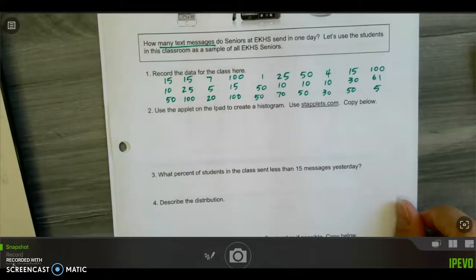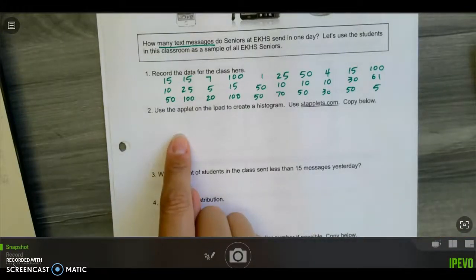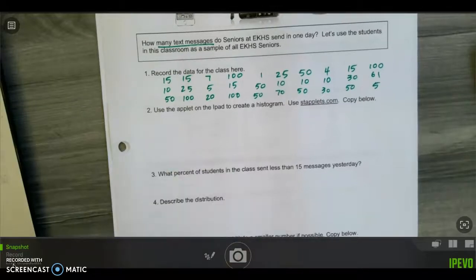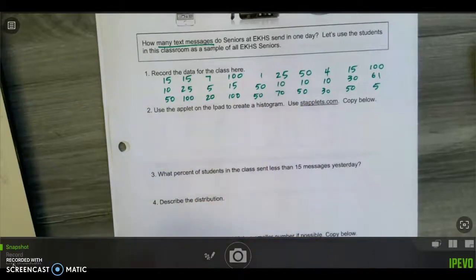the information and then move to the app, Applet.com, so that you can enter the information. So go ahead and pause now and copy this data.